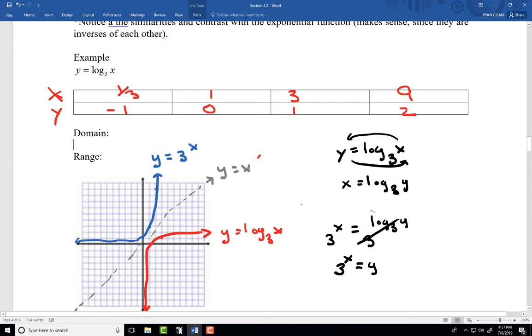Now let's look at the domain of my log base 3 of x. If I read from left to right, it's going from 0 to infinity. It doesn't actually touch 0. It just gets close to it, but doesn't actually touch. My range is actually from negative infinity to infinity.